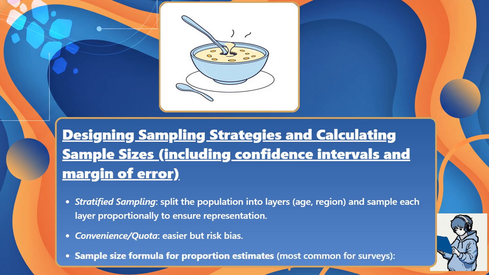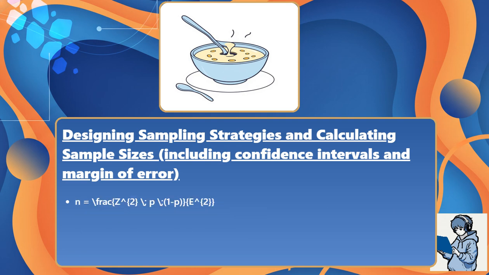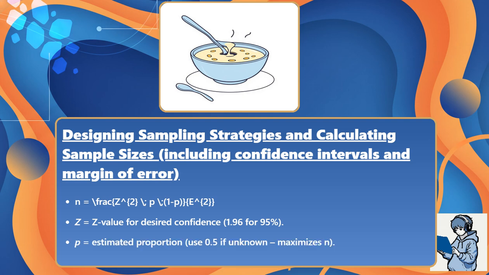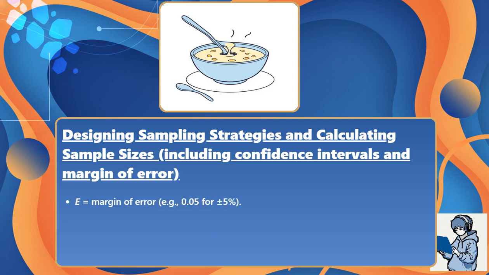Sample size formula for proportion estimates, most common for surveys. N equals z squared times p times (1 minus p) divided by e squared. Z equals z value for desired confidence, 1.96 for 95%. P equals estimated proportion, use 0.5 if unknown, maximizes n. E equals margin of error, for example 0.05 for plus or minus 5%.